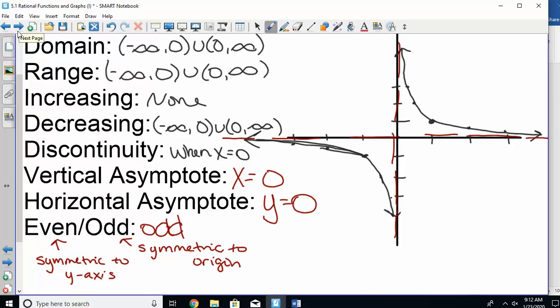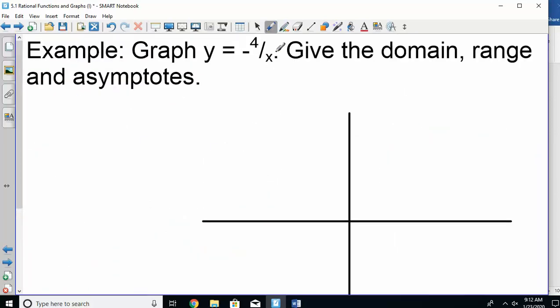Let's graph some of these. I think I do want to change this problem if this is okay with you. I want to make this negative 1 over x plus 4. I want to look at something slightly different there. Okay.